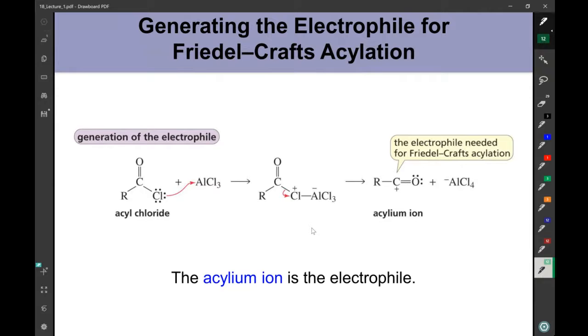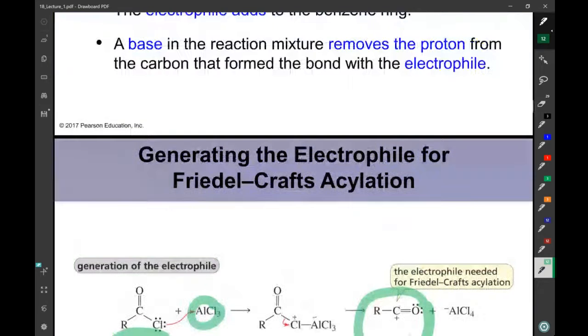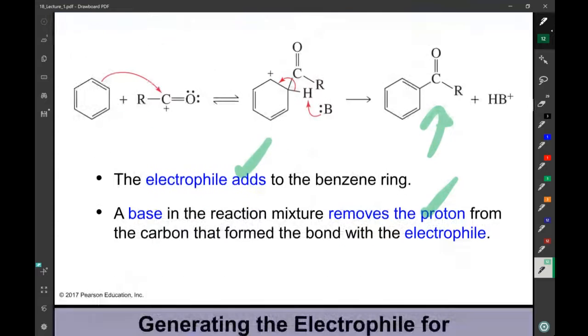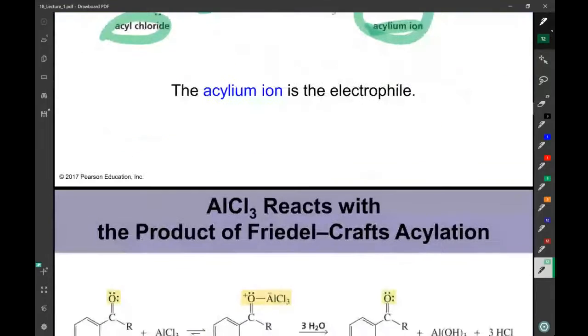Yes, here. So we have our acyl chloride that reacts with our catalyst, and so we now create our acylium ion. So the acylium ion is the electrophile. Does that make sense? So once we make the electrophile, then the electrophile reacts as usual. Electrophilic addition, then removal of the proton to give us the final product. That's basically the Friedel-Crafts acylation.